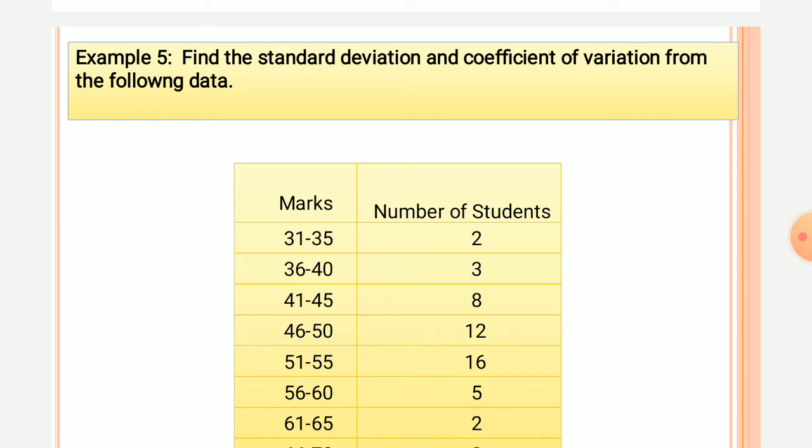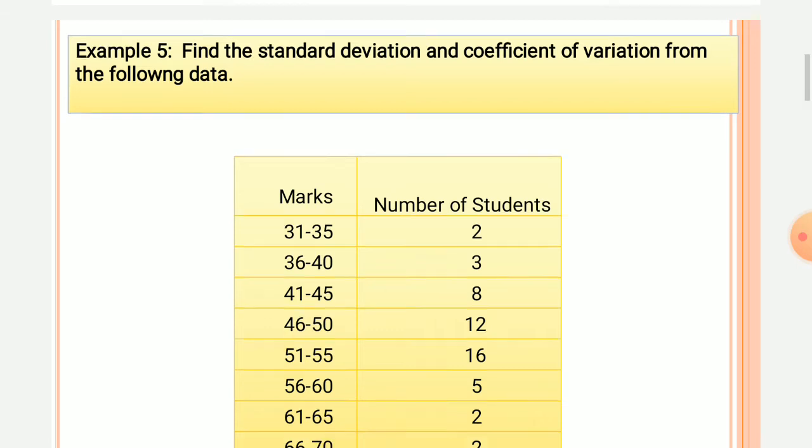Then we can obtain the exclusive class interval. Now the number of students, we have to take as it is. The way it is given, we take the same.